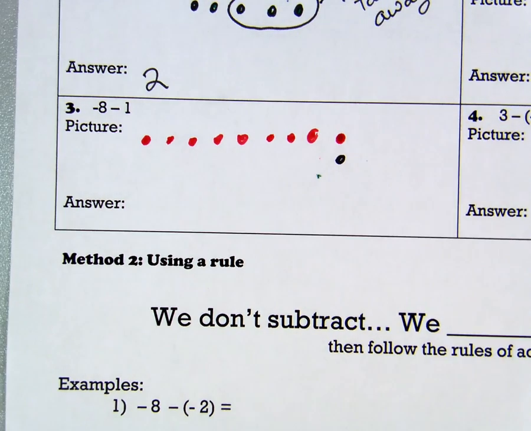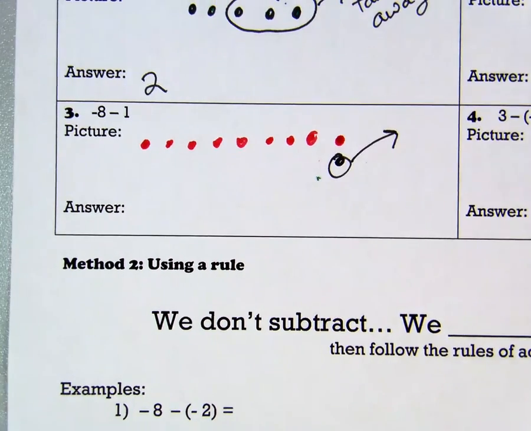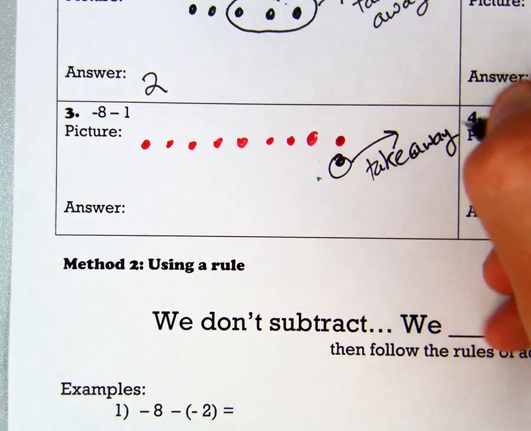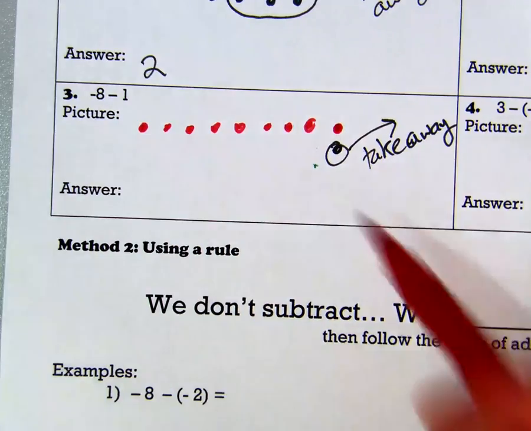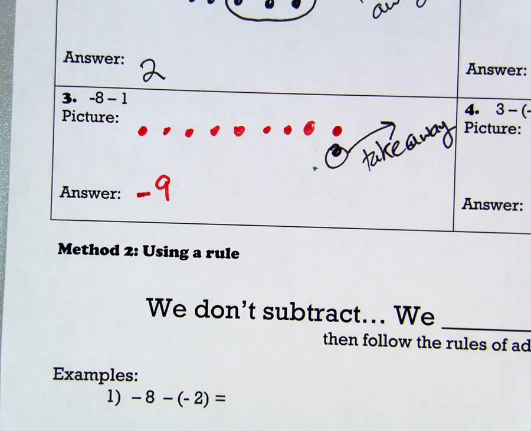So I'm going to take that positive, circle it, and draw an arrow to get out of there for take away. Now without that positive there, I now have 9 negatives. So my answer is negative 9.